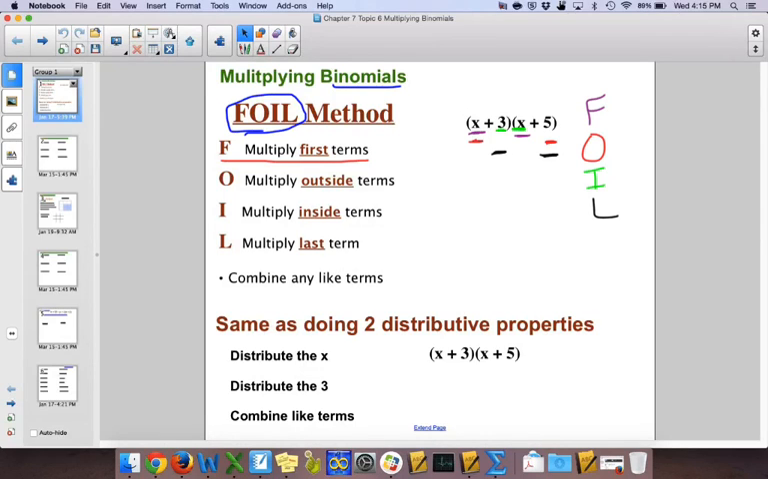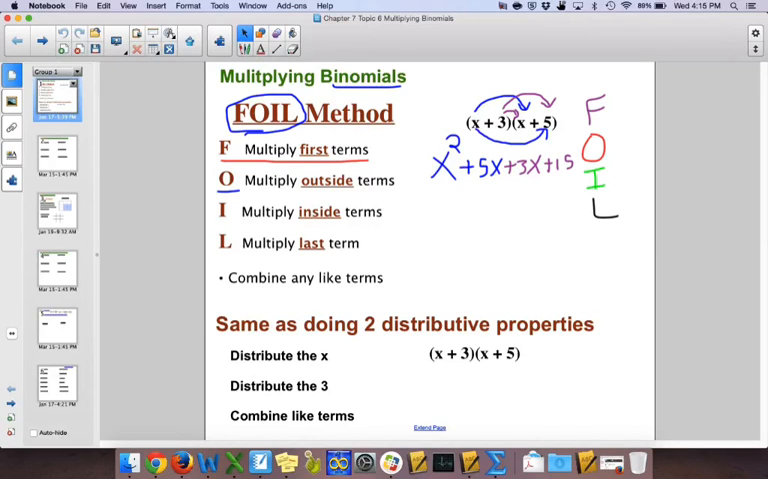So if we were doing this example here using FOIL, it would look something like this. So the first, we're going to multiply x by x. That's x squared. The outers, that's multiplying x by 5. So that's 5x. Now it's a plus because it's positive. Okay, now we're going to multiply the inners. Those are the two right next to each other. That's 3x, and that's positive, so that's plus. And then the last two terms, the 3 and the 5. That's 15.